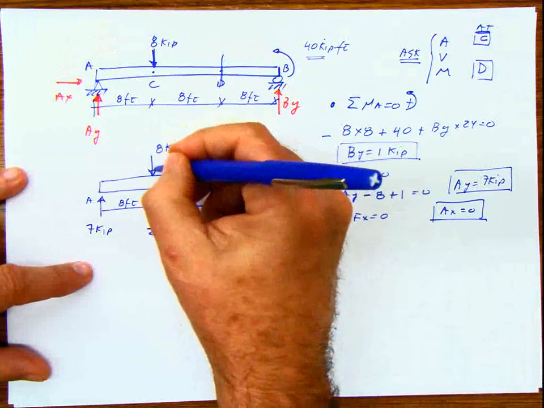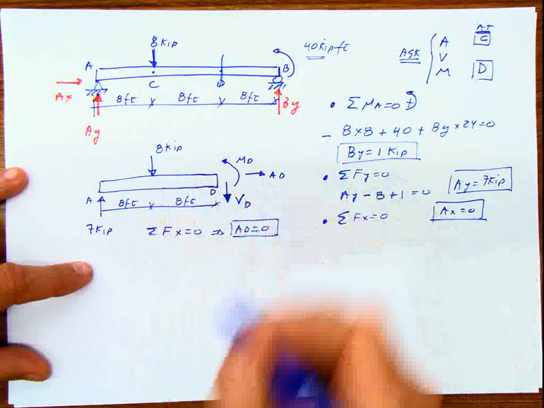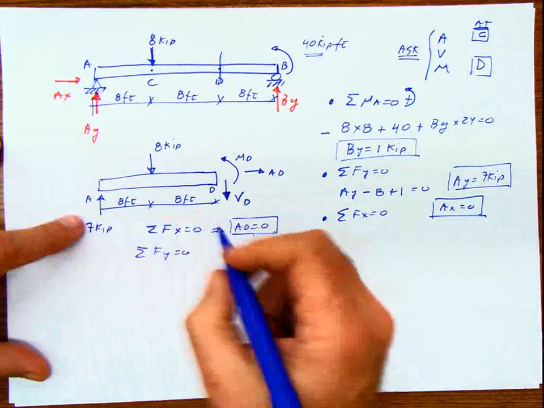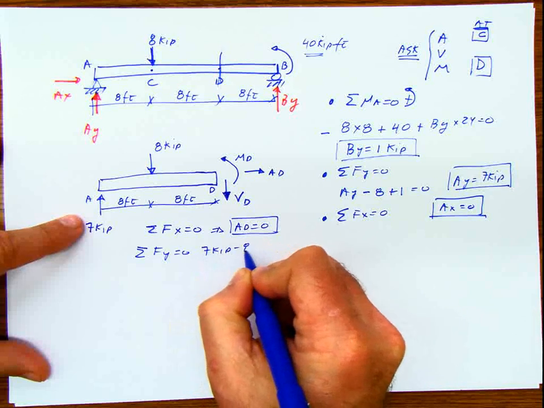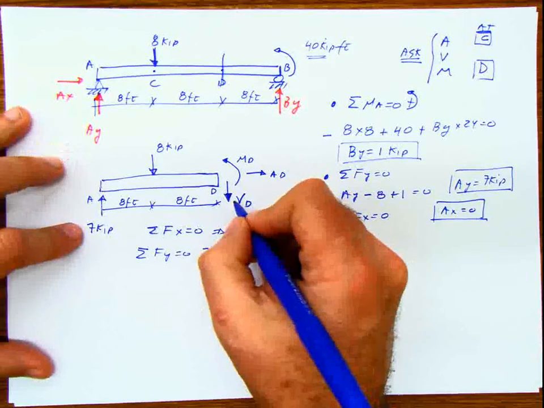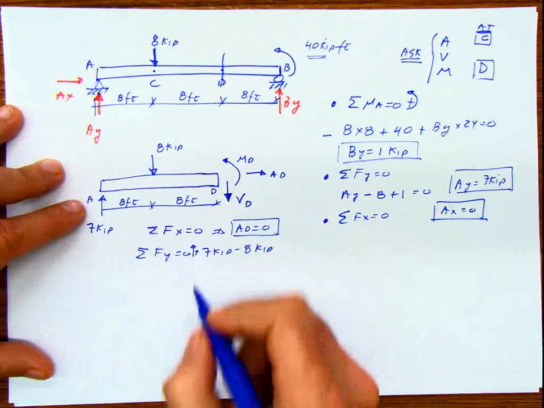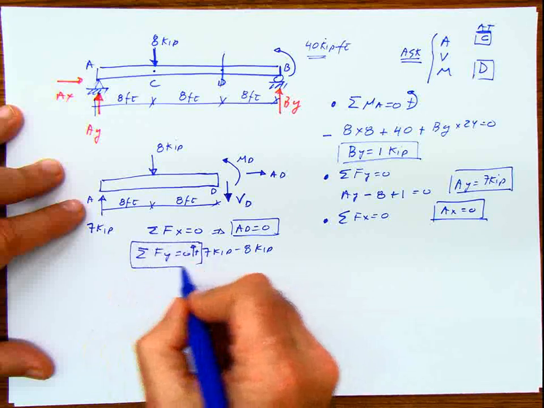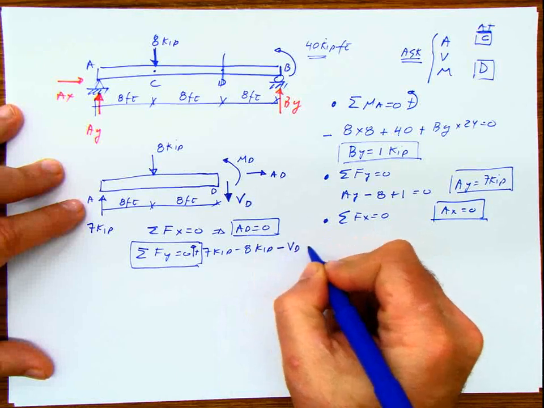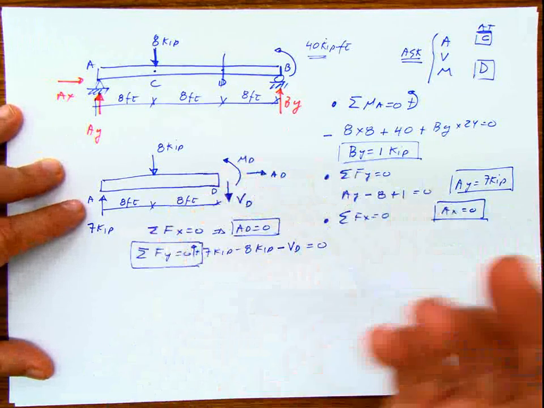Of course, if this is inclined, then I have to include it, but it's not inclined, so I don't have any horizontal component. This is 0. Summation of forces in Y equals 0. I have 7 kip minus 8 kip minus... I said this is positive, but when I do summation of forces, I'm assuming this is positive. It doesn't matter, because this is equal to 0, and if I multiply the whole equation by -1, it's just going to flip the direction, so it's the same.